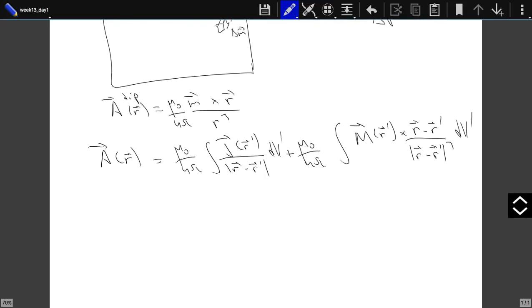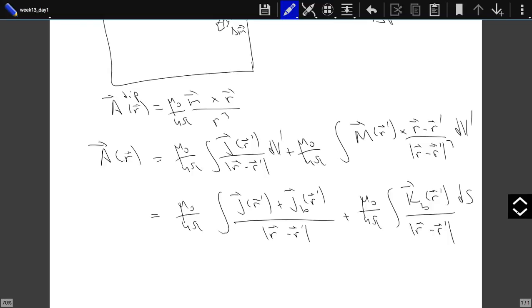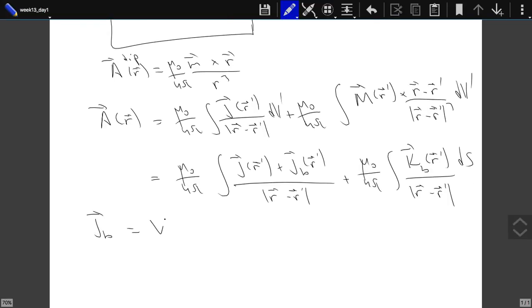And now we had seen that we can rewrite this term in the form mu0 over 4 pi times the integral of (J_b at r prime) plus mu0 over 4 pi times the integral of K_b at r prime, dS over |r minus r prime|, where this J_b is nothing but the curl of our magnetization, and K_b is our magnetization cross the normal to my surface. I think this is where we had left on Friday.